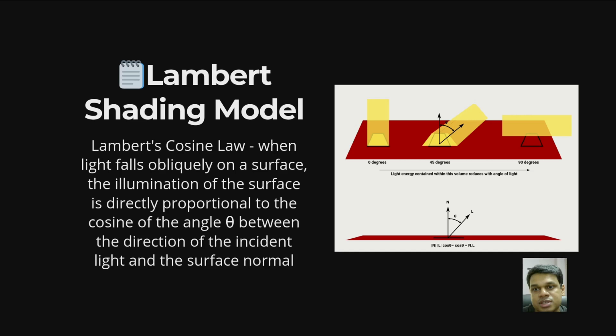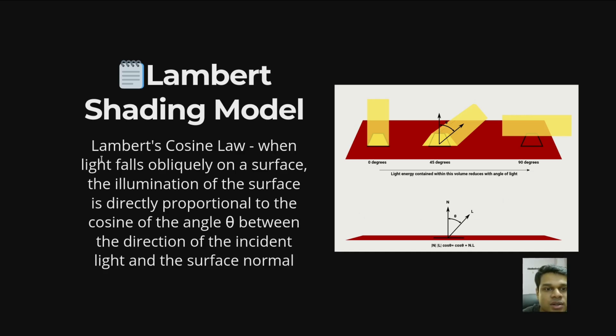If you remember from your mathematics classes, cosine is a function which returns 1 if you give it 0 degrees. So cosine of 0 is 1, and if you give it 90 degrees, cosine of 90 is actually 0. So cosine is the perfect function which can capture this loss of energy, or how much light energy is captured based on the angle of incidence.